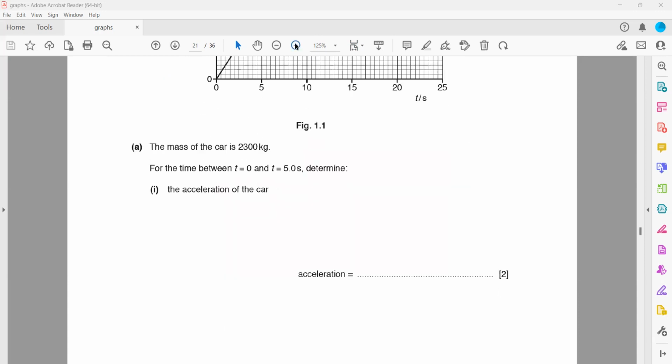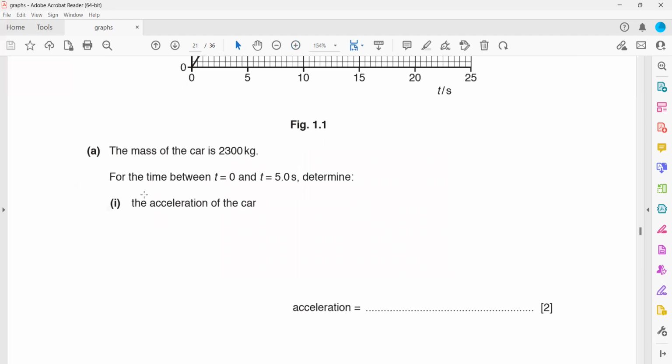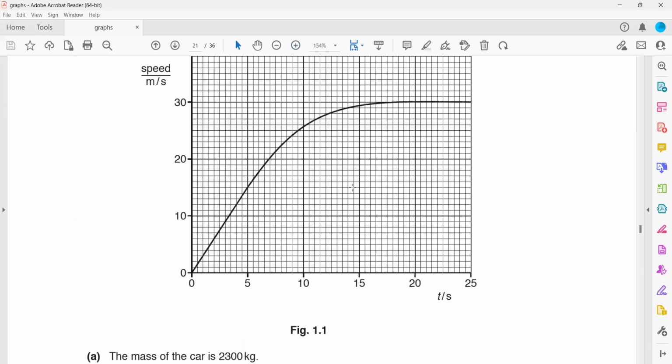The mass of the car is 2,300 kg. For a time between 0 to 5, determine the acceleration. 0 to 5, it's a straight line. So when it's a straight line, it's up to you. You can use the gradient, or you can also use the formula. I prefer to use the formula, so I'll use the formula here. When it starts, the starting speed was 0. At 5 seconds, the speed was 15, and the time interval is equal to 5.